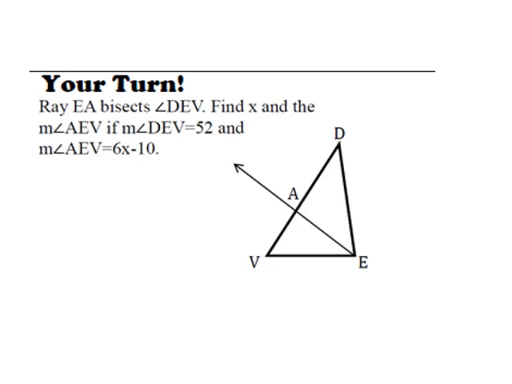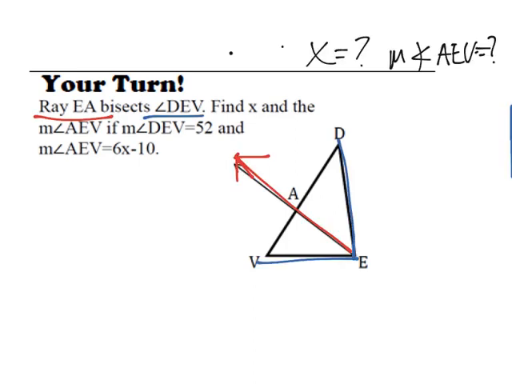Let's go ahead and push pause and try this one on your own. All right, so we're asked to find x in this particular situation and the measure of AEV. That would be here, that's what we want to know. We're told that AEV is equal to 6x minus 10. We're also told that DEV, the whole thing, from the blue part, is equal to 52 degrees. So the whole thing from here to here is equal to 52 degrees.